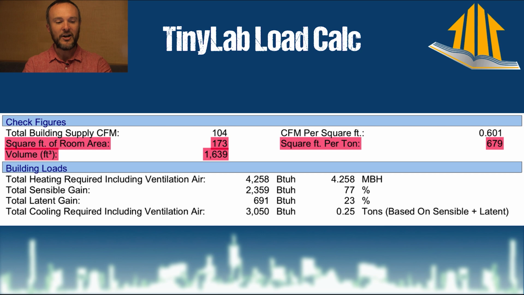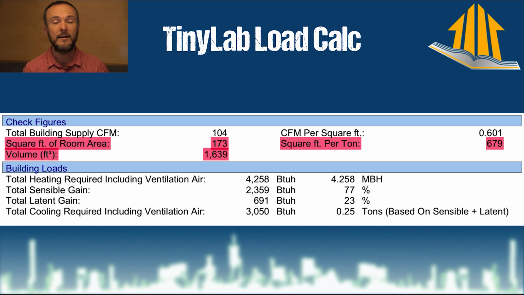Now, here we can see what's called check figures. This is a place that's going to be in the first couple pages of any Manual J calculation, load calculation. It's going to tell you a couple pieces of information that you could definitely use to just really quickly figure out whether this makes any sense at all. First of all, square feet of room area, 173. Yeah, it's crazy, I know. But that's what I'm sitting in right now. The volume of this place is about 1,600 cubic feet.